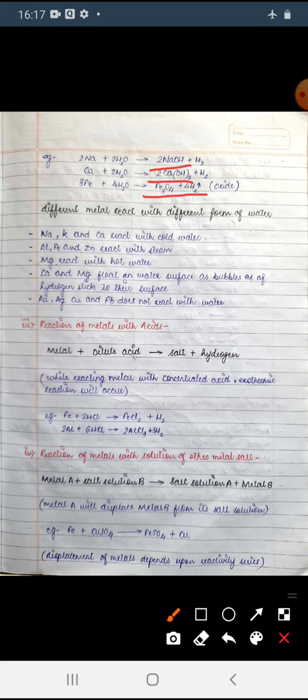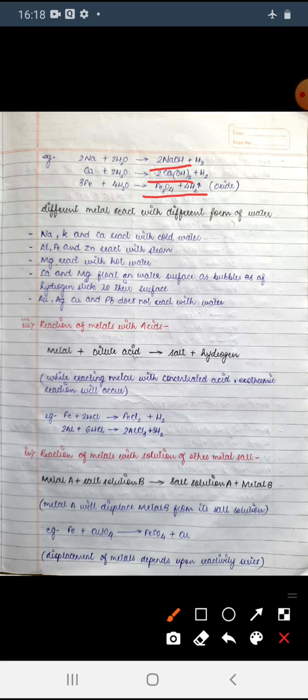Aluminium, iron and zinc react with steam. Aluminium, iron and zinc only react with water when it is steaming, when it is vaporizing. When steam is coming out of water, at that time only aluminium, iron and zinc will react. Magnesium reacts with hot water. Magnesium will react with hot water.